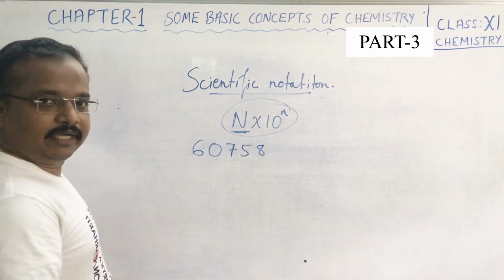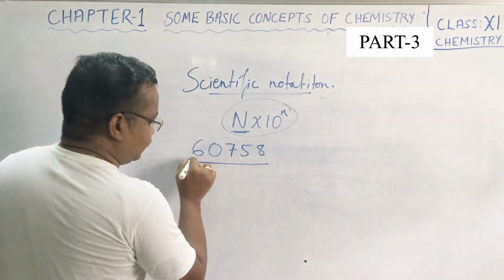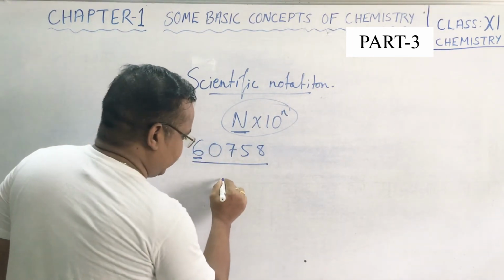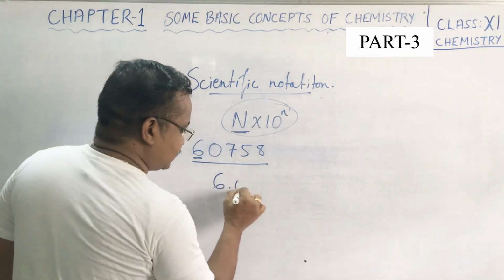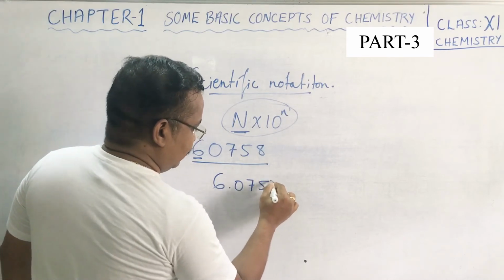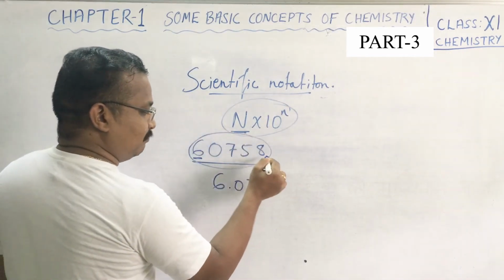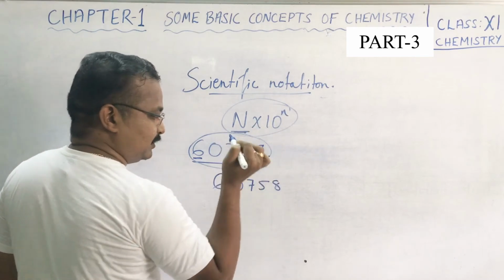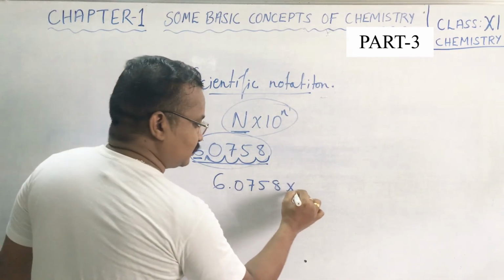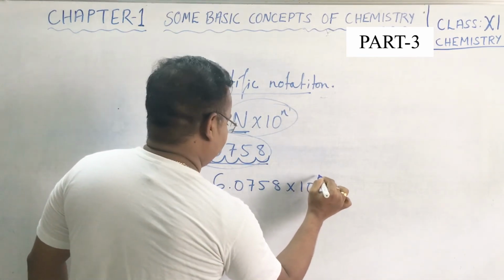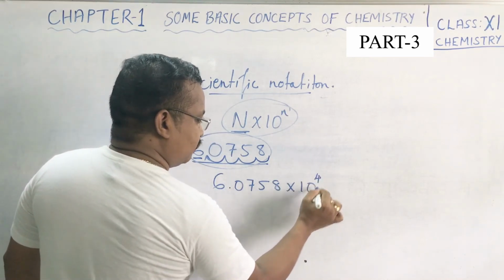60758. Here this value we will write in scientific notation as, after the first non-zero digit we put a point, that is 6.0758. If simply a number is written, you have to understand the point comes at the end. Then from here 1, 2, 3, 4 places we have come. So this will be written as 6.0758 into 10 raised to the power 4.